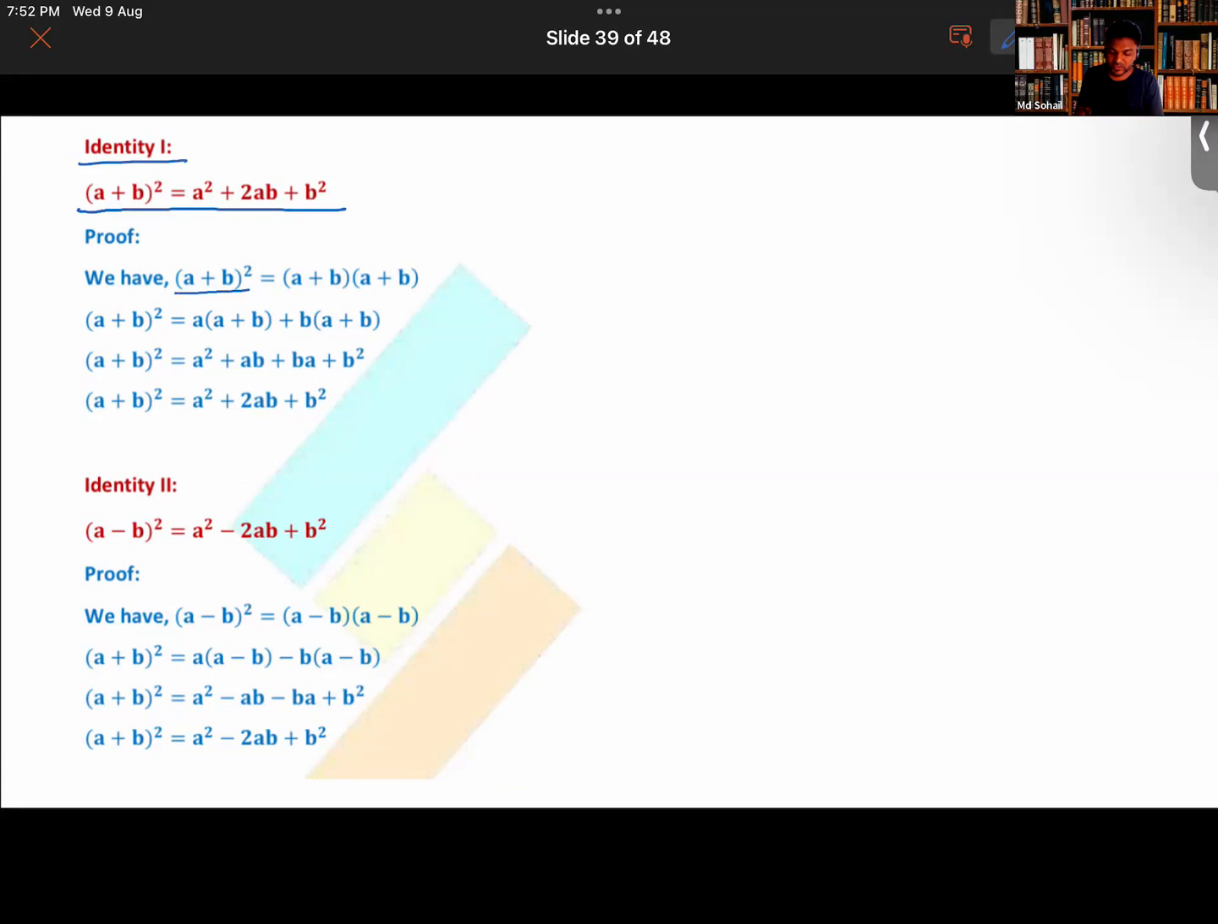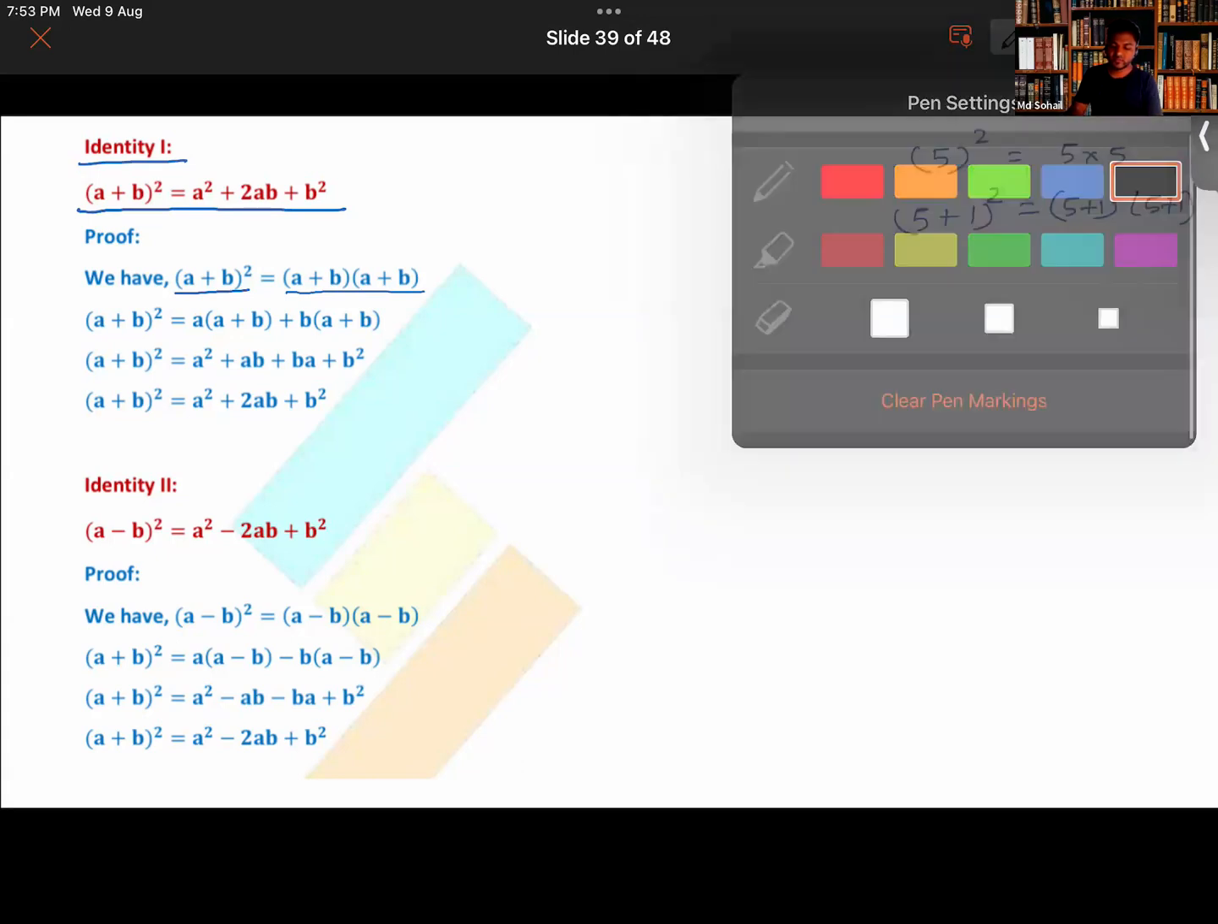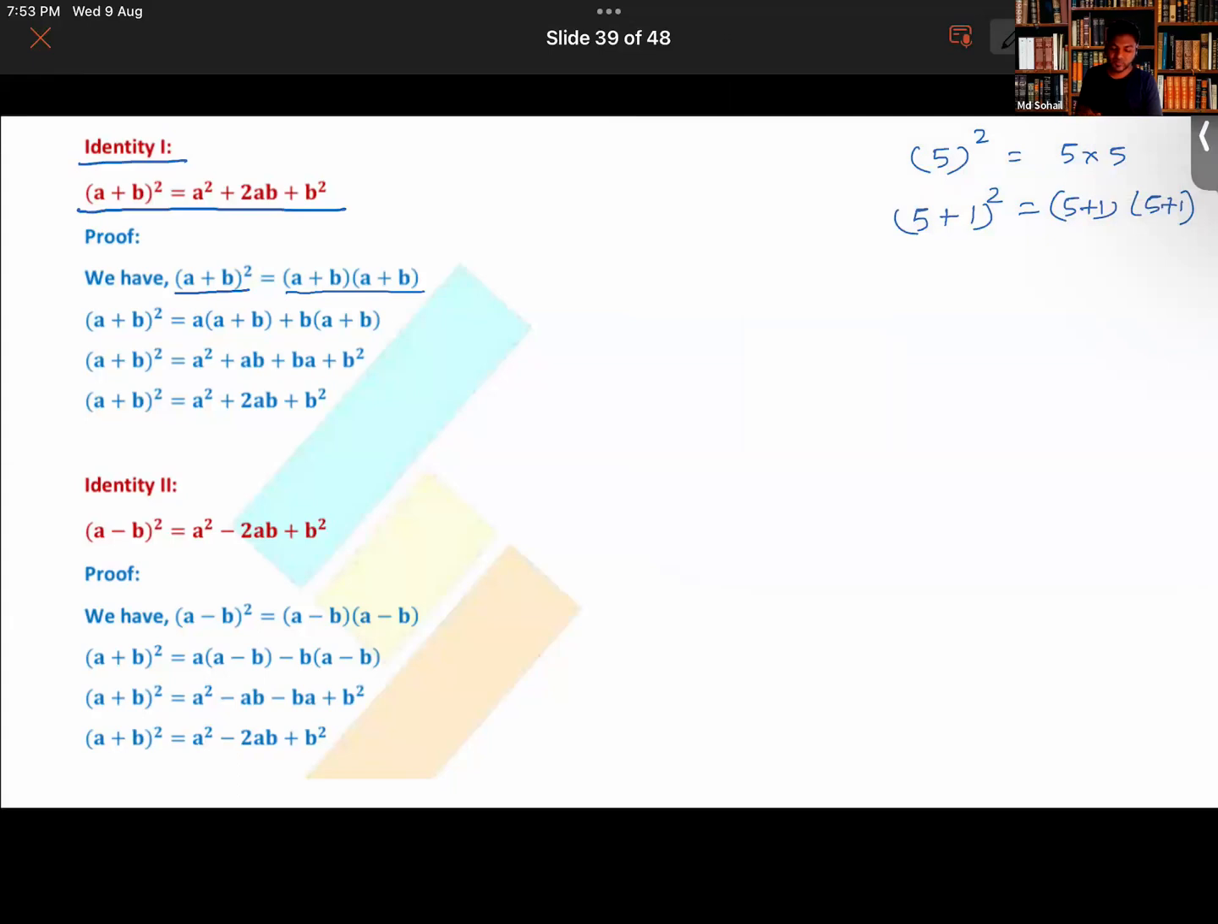(A plus b) whole square, the identity says that it is equal to (a plus b) into (a plus b). Like 5 whole square is 5 into 5, right? Or 5 plus 1 whole square is the same as (5 plus 1) into (5 plus 1). Now in terms of variables a and b, we are trying to understand it here. So (a plus b) whole square is (a plus b) into (a plus b). Let me write it over here: (a plus b) whole square equals (a plus b) into (a plus b).